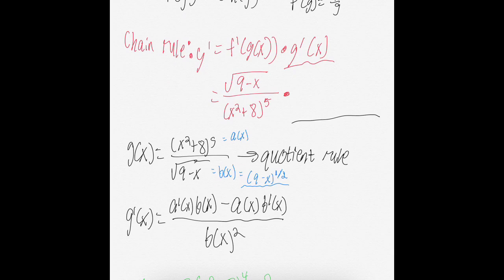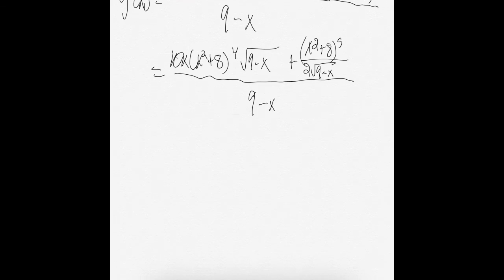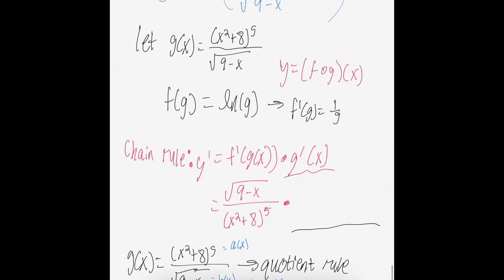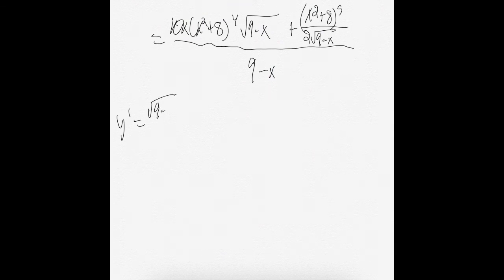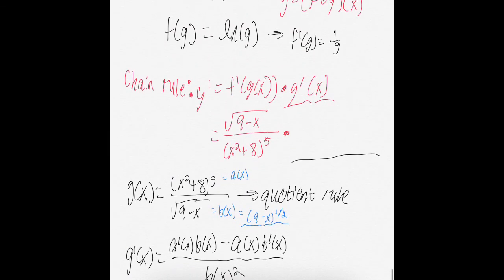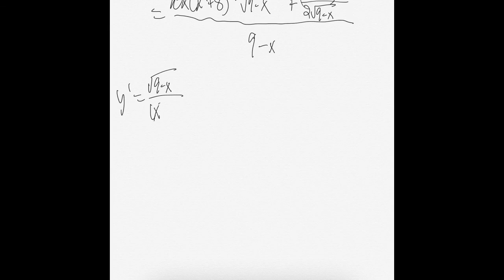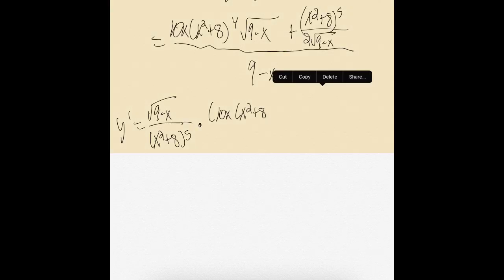And remember, the reason that we needed g prime of x was so that we could plug it in up here for g prime of x in the chain rule. So I'll go ahead and write it all down here. So y prime, f prime of x was root 9 minus x. We might actually get some cancellation, we'll see. Root 9 minus x over x squared plus 8 to the 5th, and then times everything that we see here.